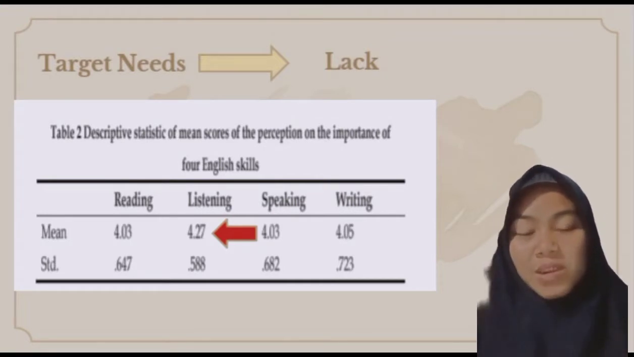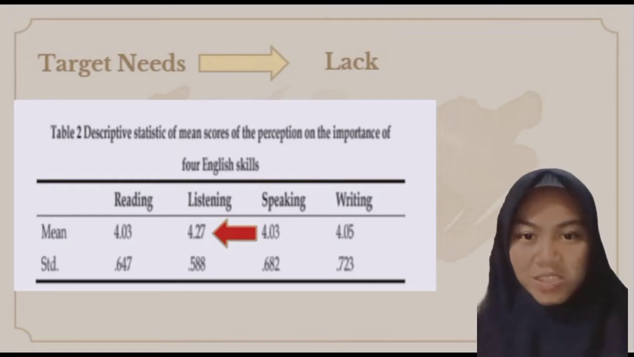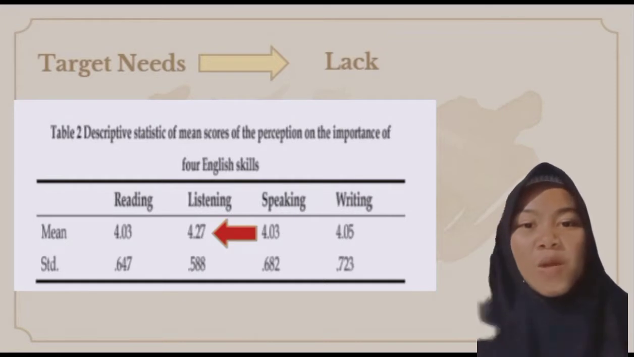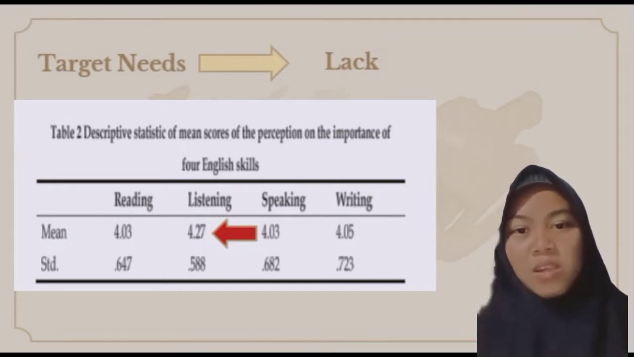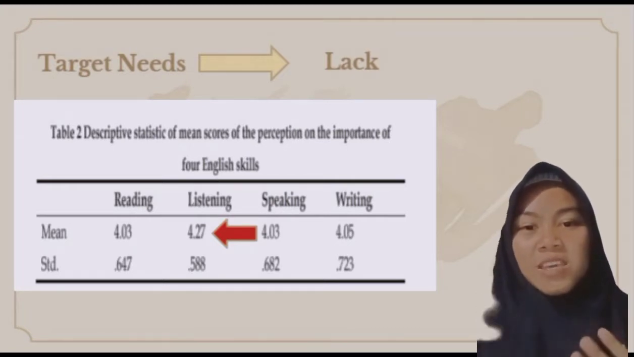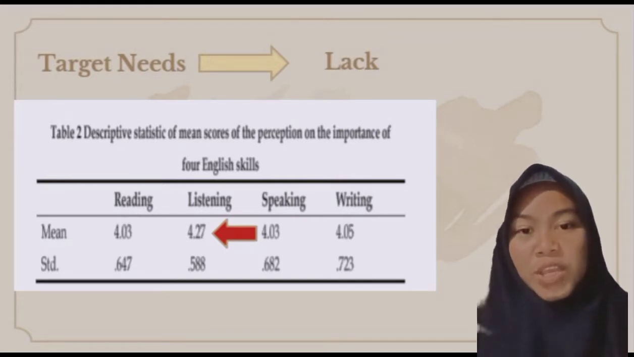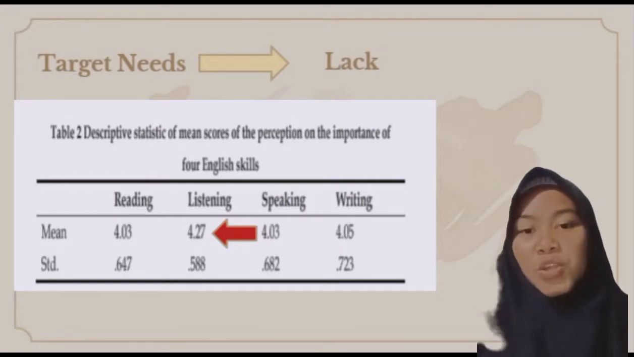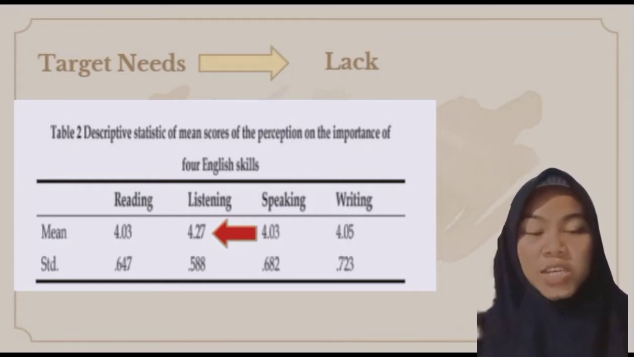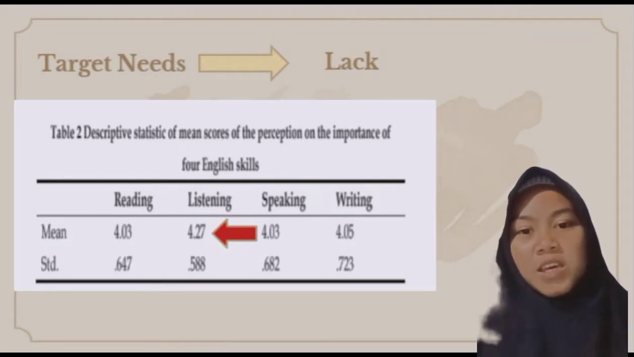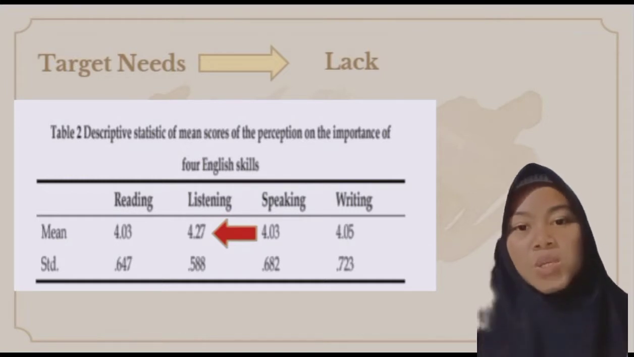The mean score of reading is 4.03, listening is 4.27, speaking is 4.03, and writing is 4.05. We can see in the table that listening has the highest mean. So the listening skill is the most important to learn for the students, or for the participants. We can see that if the mean is higher, so is the like.